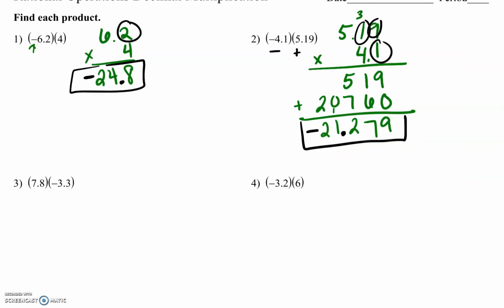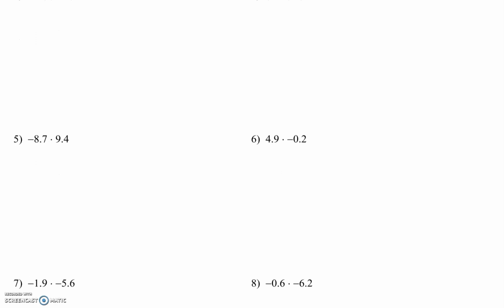Alright, so I'm going to do 1 and 2, and then I'm going to jump down and do 7 and 8. So if I do 7 here, I'm not going to worry about my negative signs. I'm not going to worry about the decimal. I'm just going to stack them. So I want 5.6, 1.9, and multiply. It just so happens that my decimal point is lined up, but for multiplication, that's not what we're going for. They just happen to have 2 values in both numbers.